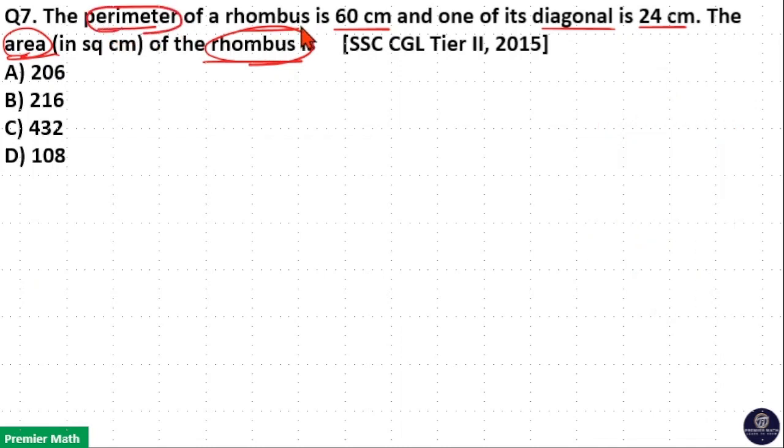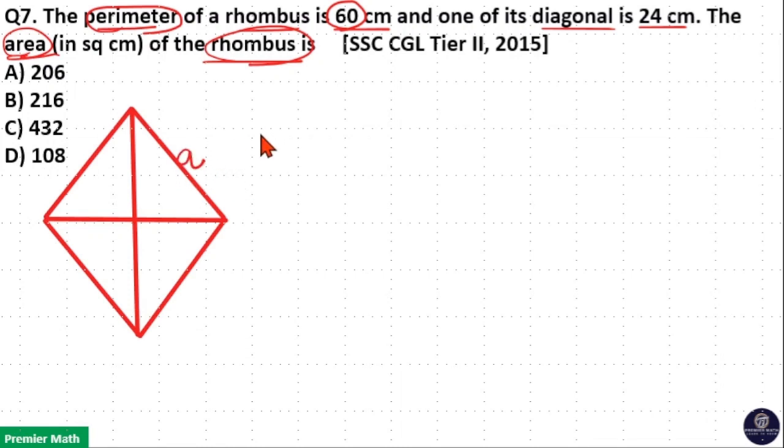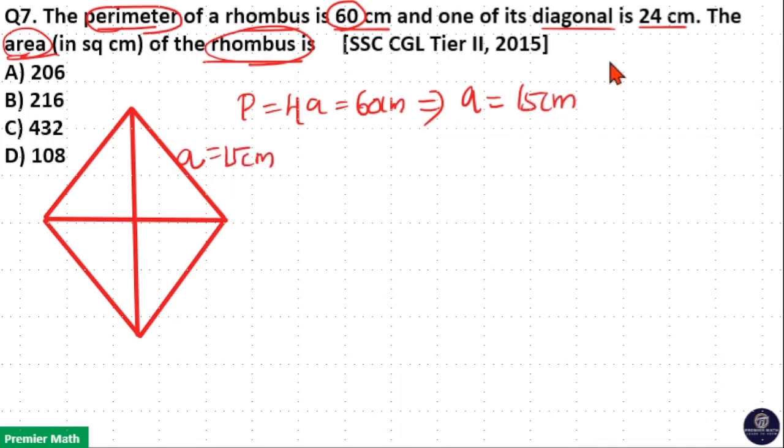Now the perimeter of the rhombus is 60 centimeters, which means if one side is a, then the perimeter is 4a, equal to 60 centimeters. So one side is 60 by 4, which is 15 centimeters. If a is 15 centimeters and we already know one diagonal is 24 centimeters, then since the diagonals bisect each other at 90 degrees, taking the horizontal diagonal as 24 centimeters, half of it is 12 and the other half is 12.